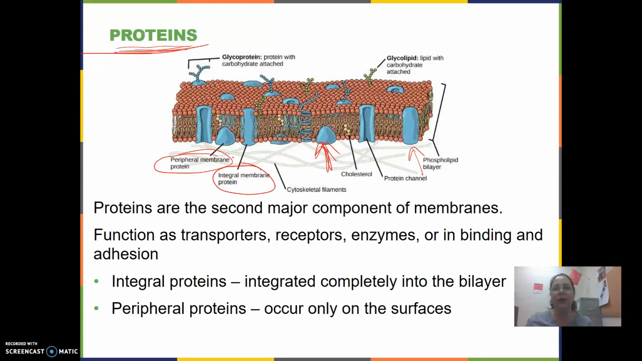And these membrane proteins have various functions. Some function as transporters. They transport materials across the plasma membrane. Some function as receptors. Chemicals can bind to them, and then those chemicals will cause a change inside the cell. Some function as enzymes, which speed up or catalyze chemical reactions. And some function in binding and adhesion.